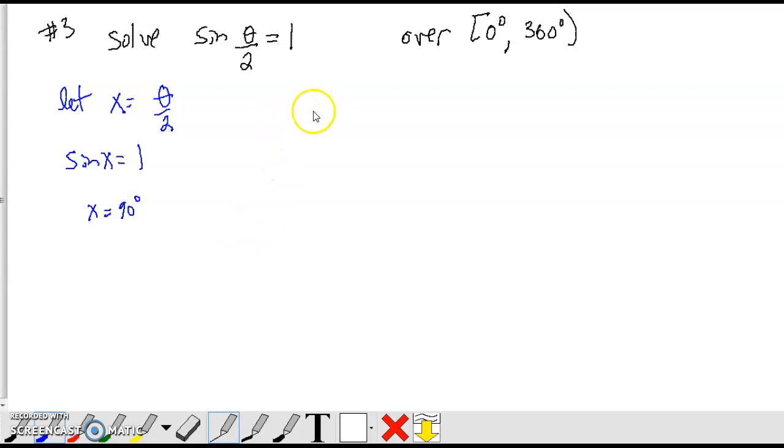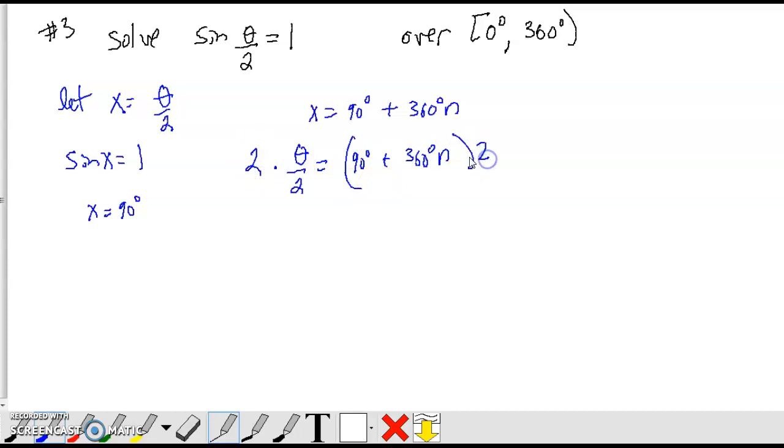So when I set up my equation, I'll say x is equal to 90 degrees plus 360 degrees times n. I'm going to replace x with what I found it was. So theta over 2 is equal to 90 degrees plus 360n. This time I'll multiply both sides by 2, and our 2's are going to cancel out, leaving just theta. 90 times 2 is 180, and if I multiply 360 by 2, I get 720n degrees.